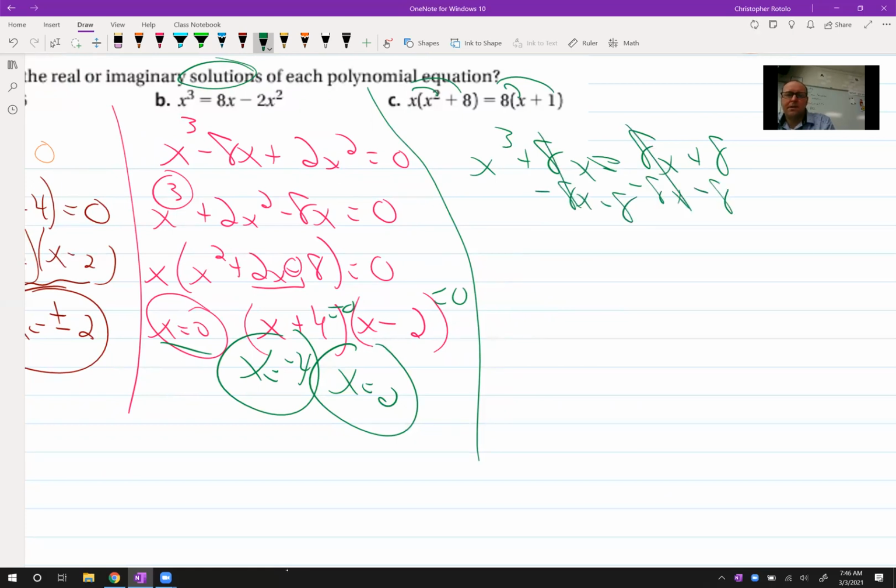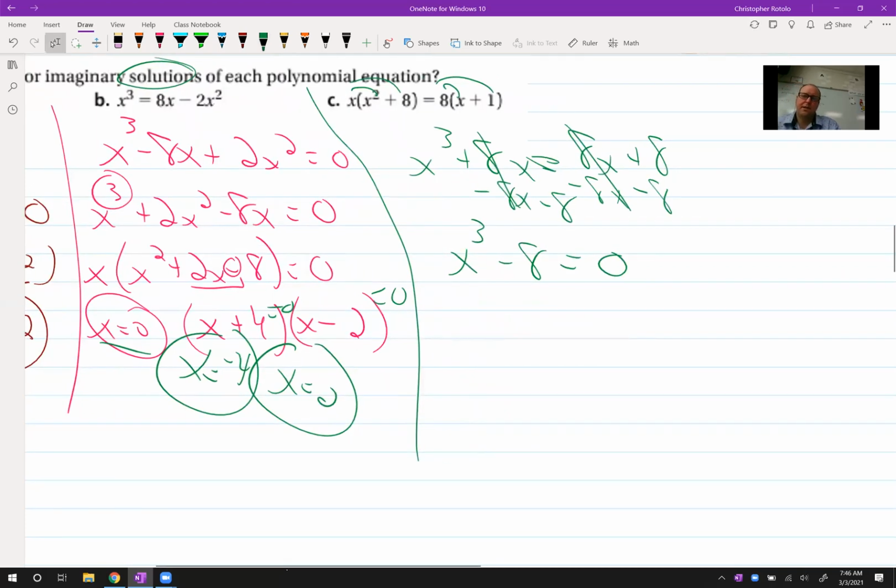All right. Well, here's what I ended up with. X cubed minus 8 equals 0. Great, because we've never done anything with that. So, oh, what'd you say? 8's a perfect cube? Oh, that's fantastic. So let's get to this one. So that's x cubed minus 2 cubed.